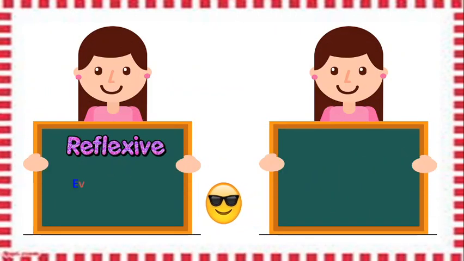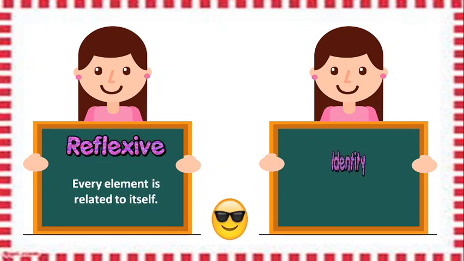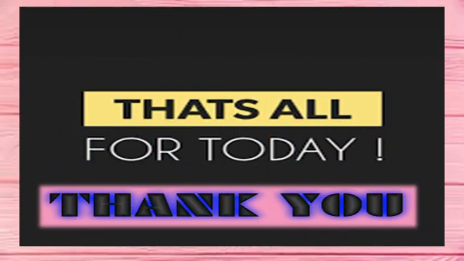So in a reflexive relation, every element is related to itself, and identity relation means every element is related to itself only. So I hope the difference is clear and equivalence class is also clear to all of you.